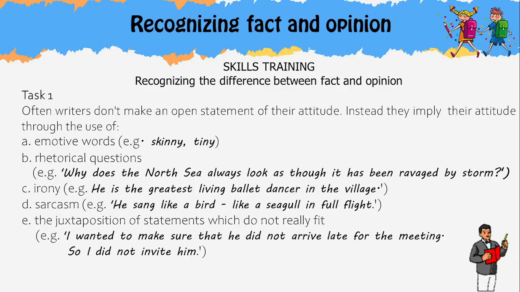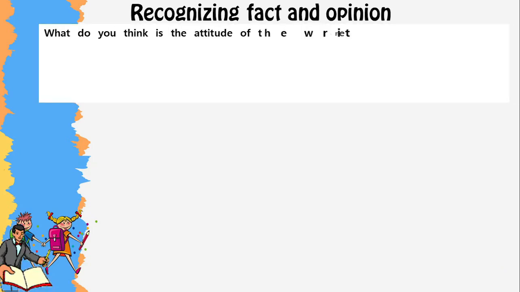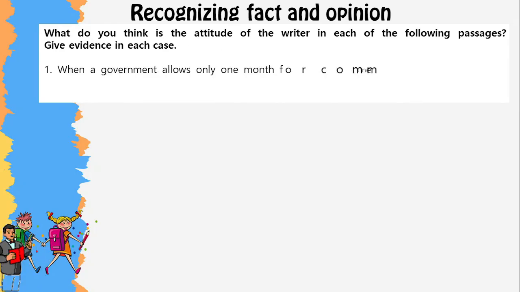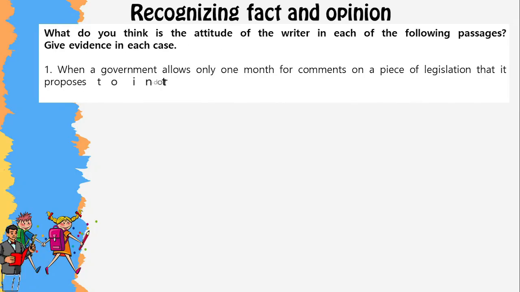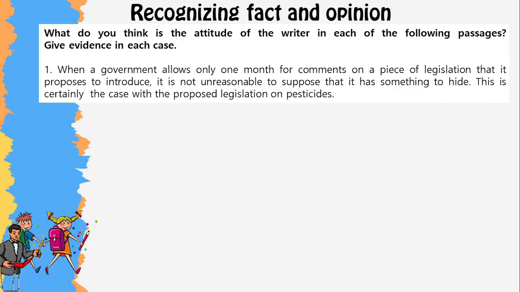Here we will try to differentiate between fact or opinion. Let us see the first paragraph. When the government allows only 1 month for comments on a piece of legislation that it proposes to introduce, it is not unreasonable to suppose that it has something to hide. This is certainly the case with the proposed legislation on pesticides.